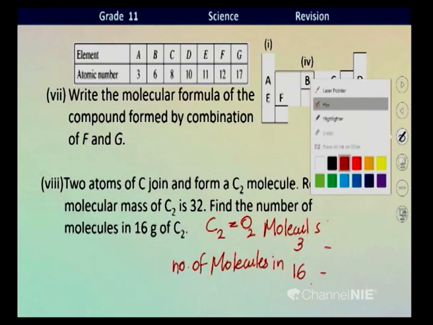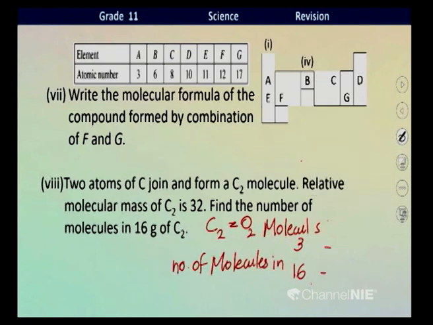When we take F and G, here children, F belongs to group 2, then the valency of F must be 2, and when you take G, G is group 7, valency of G is 1, then the formula formed between F and G equals FG2. This is the answer for the formula formed between F and G.